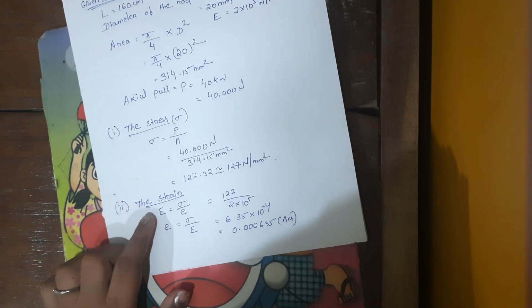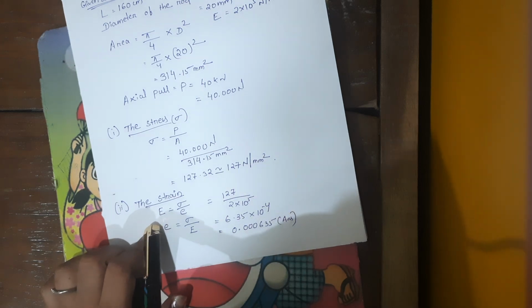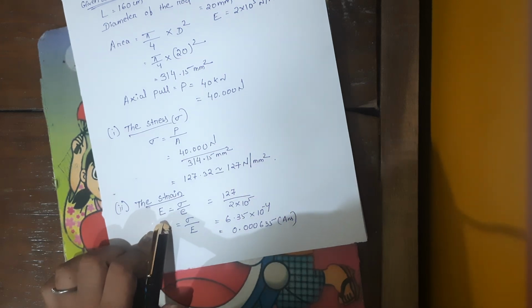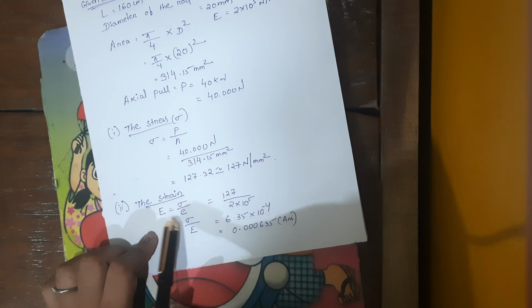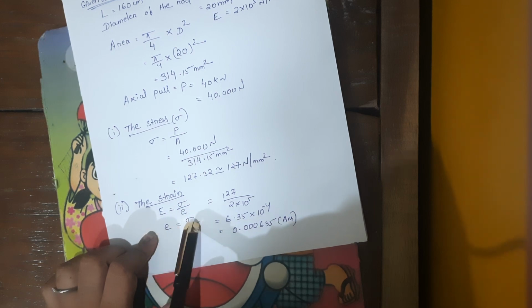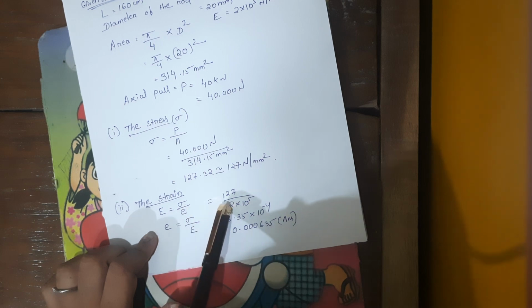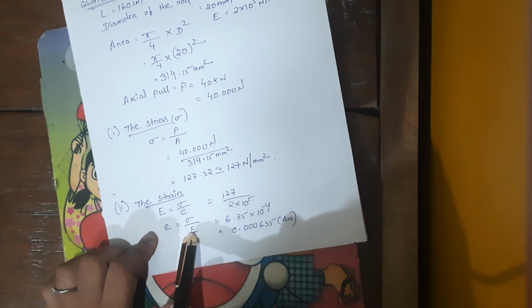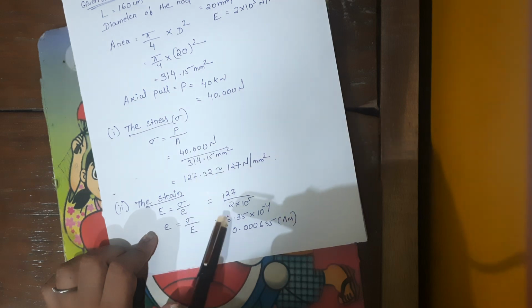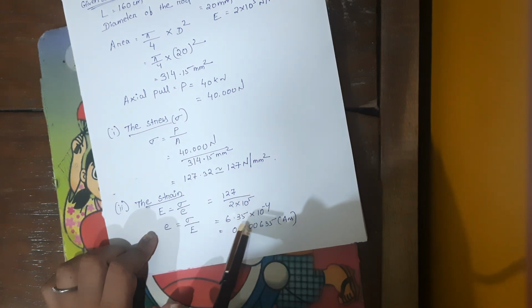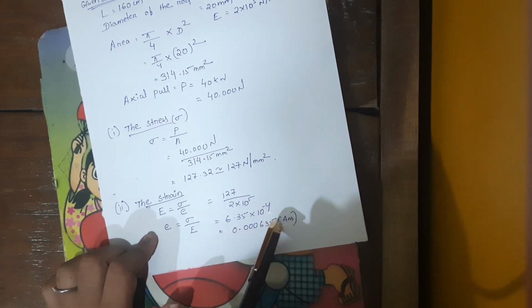Then after that, what is the strain? The strain formula is capital E equal to sigma by small e, where small e is the strain. So small e equal to sigma by capital E. Now we know sigma is 127 and capital E, the modulus of elasticity, is 2 into 10 to the power 5. So it calculates to 6.35 into 10 to the power minus 4, overall 0.000635. Okay.